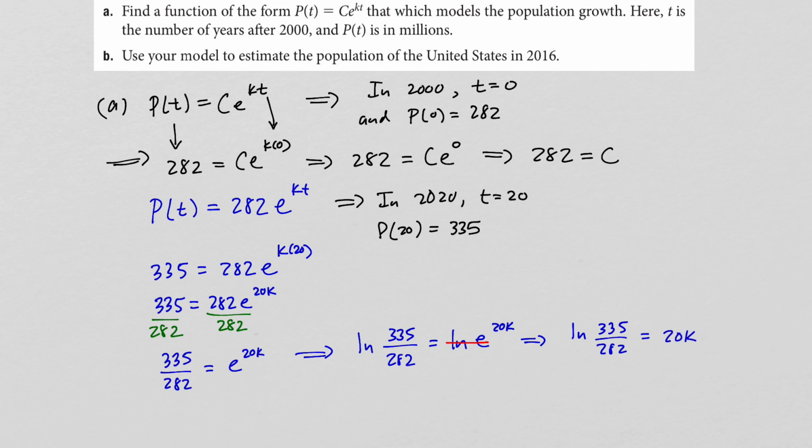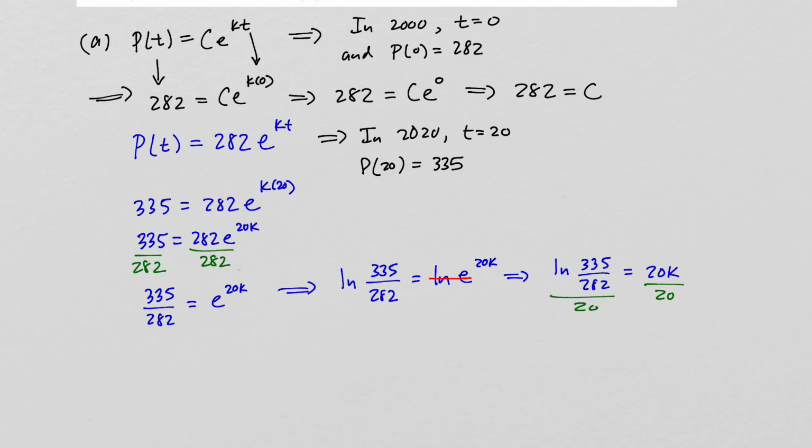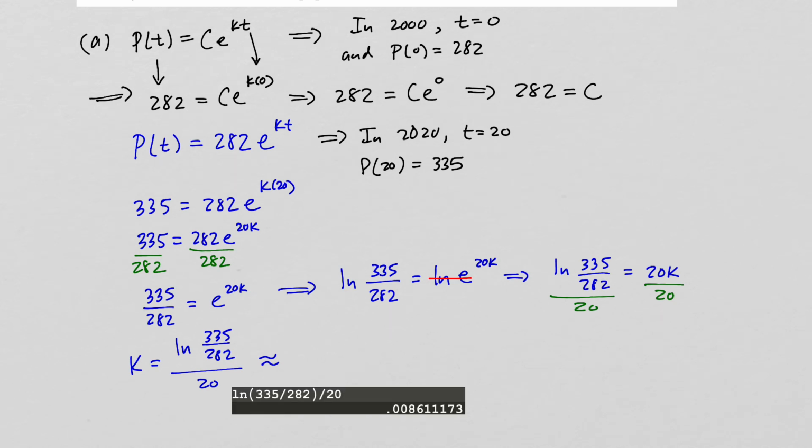And then to solve for k, I'm going to divide by 20 on both sides. And that gives us a k value of the natural log of 335 over 282, all divided by 20. And we'll plug this into a calculator to get an approximation. And if we round this to, let's say, 4 decimal places, we get approximately 0.0086. And this, of course, means 0.86%. But when we go to plug it back into our model, we use the non-percentage version of this number.